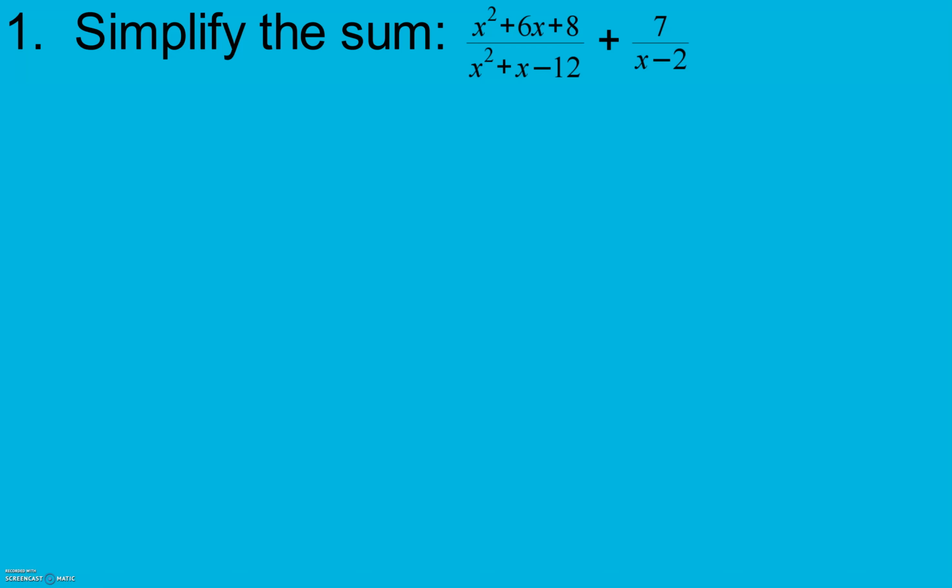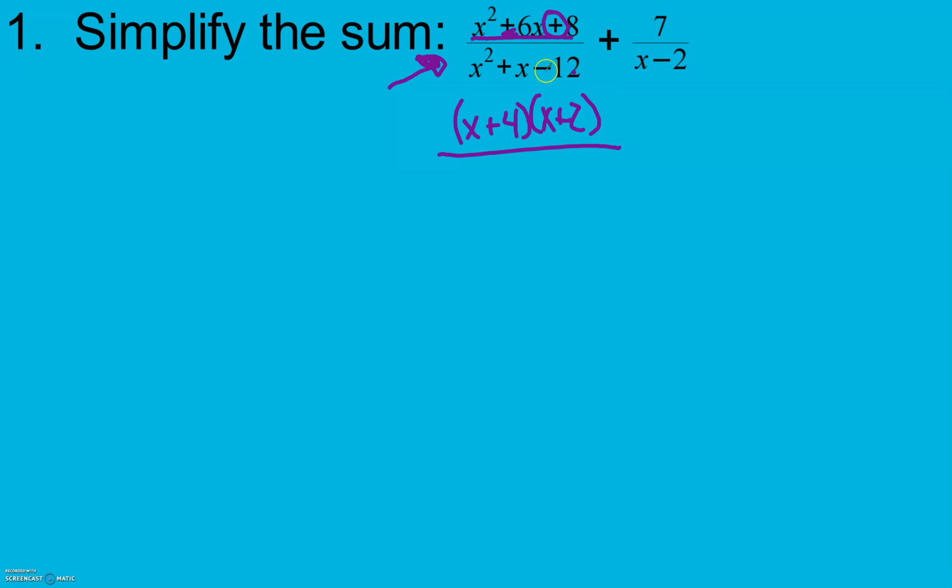So the first problem on the first quiz for chapter 8 was to simplify the sum. Before we do that, we always want to work a little bit smarter, not harder. So let's try and simplify anything we can first. Here, I can multiply to 8, add to 6 with 4 and 2. So x plus 4 times x plus 2 are my factors for x squared plus 6x plus 8.